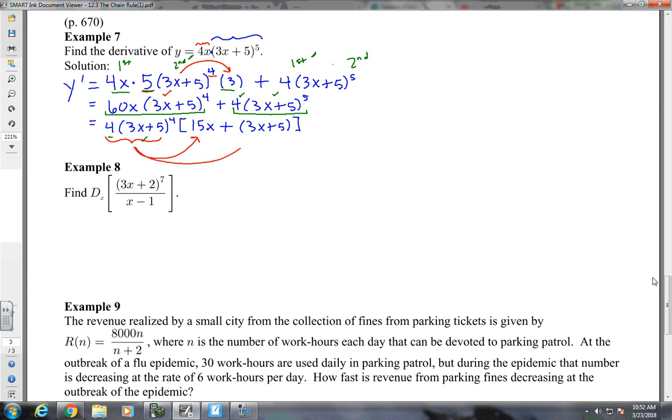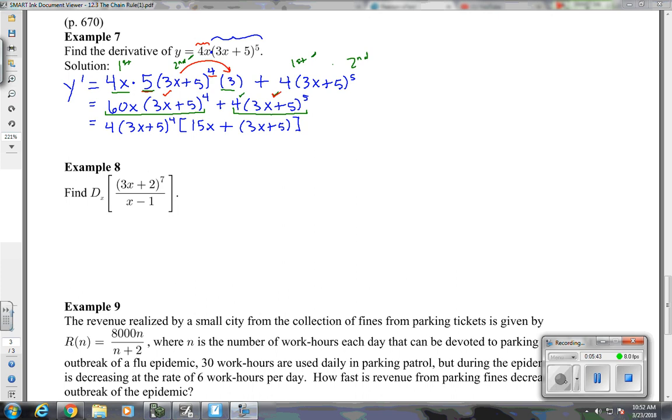When I distribute it to the second term, I'd end up with 4 times 3x plus 5 to the 5th power. Remember, when you're multiplying like bases, you add the exponents. So that takes care of that term. It looks like we have factored it correctly. The only thing left to do is to simplify what's in brackets.